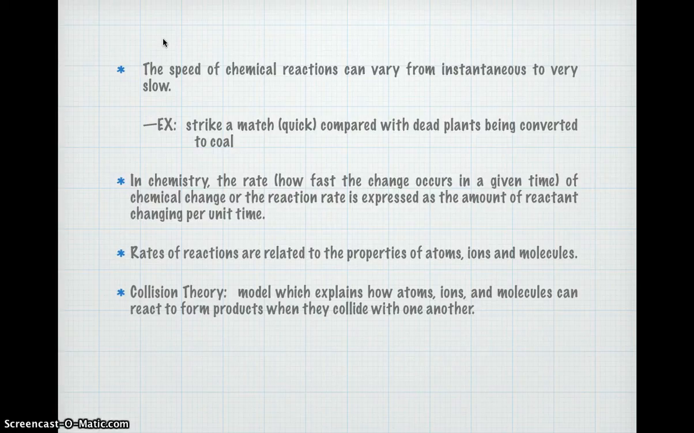Now, we have this idea, and it's called the collision theory. The collision theory is a model which explains how atoms, ions, and molecules can react to form products when they collide with one another.